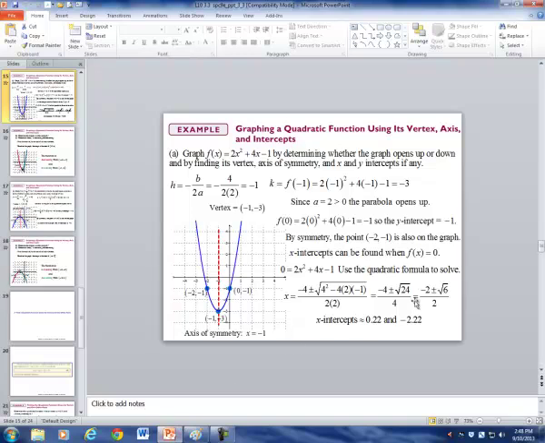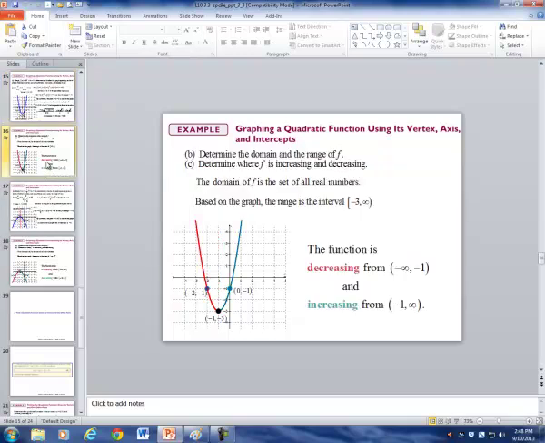And so you get this for an answer that's exact, and they may ask for it as a decimal. But keep in mind, if you're asked to give an exact form, you're going to have to give it in its radical form. And so where is it decreasing? Well, here x is negative 1. It's decreasing from negative infinity to negative 1, but it's open. And then it's increasing from negative 1 to infinity, and that's open too.